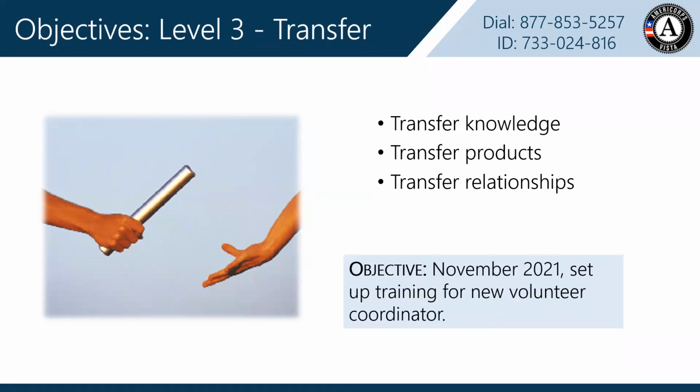So in our example, we included this: setting up training for our new volunteer coordinator. We're talking about in November 2021, we're going to set that up. When we do it, that should hopefully help us transfer knowledge, potentially transfer products if we provide a training manual, and transfer of relationship if we organize a social so the volunteers can meet the new volunteer coordinator.